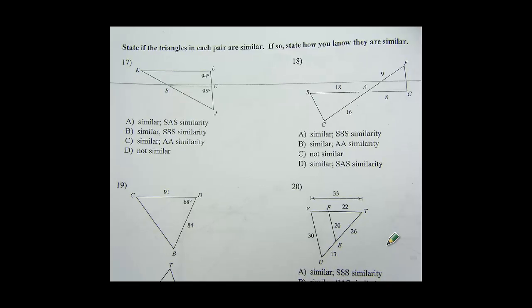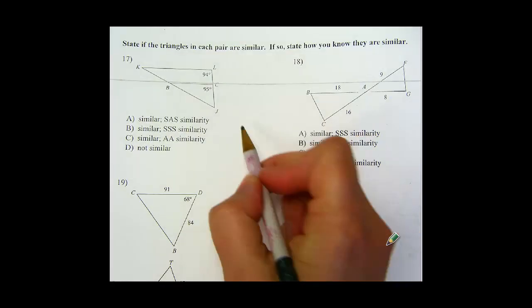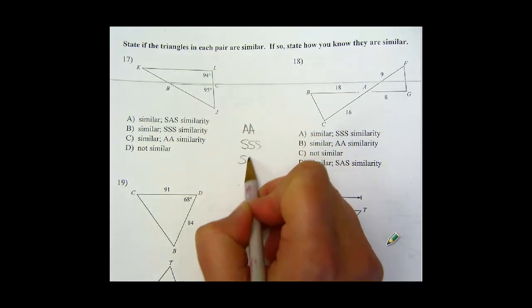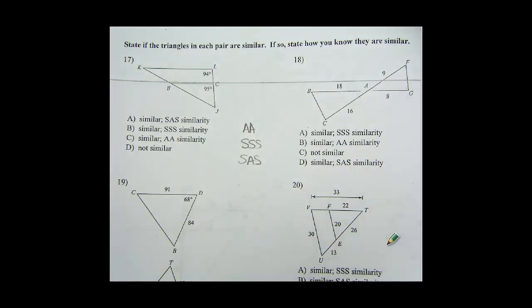Alright, the last thing that I want to do is go to question 17 in your packet for day 2 and take a look at the problems that ask you if the triangles are similar, and if they are, how you know. So really quickly, from the beginning of the video we have 3 ways to prove triangles similar. There's angle, angle, side, side, side, and side, angle, side. So what we want to do here is see if we can prove that the triangles are similar or not using the information we're given.